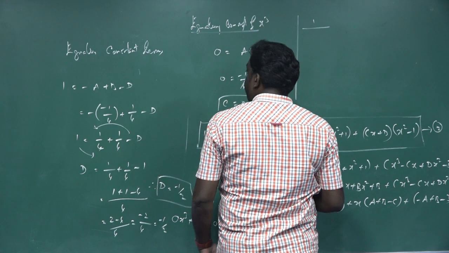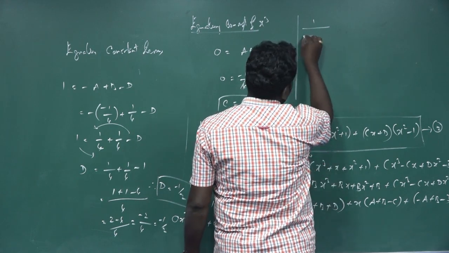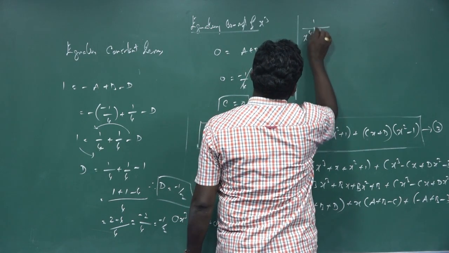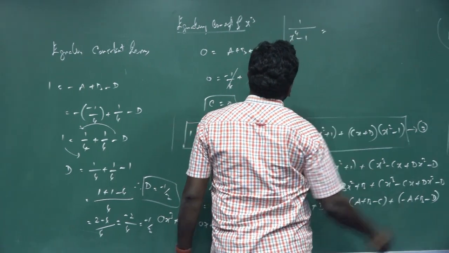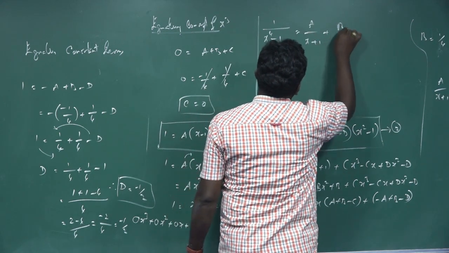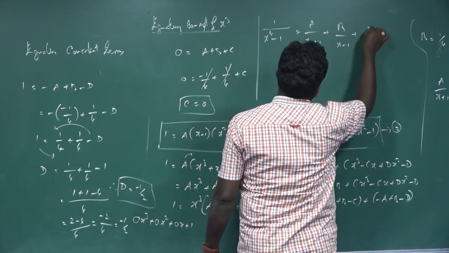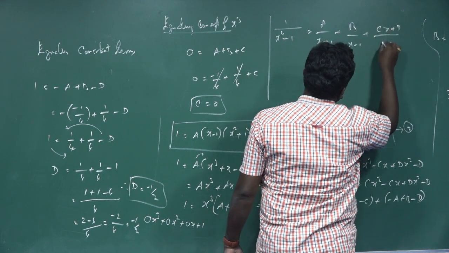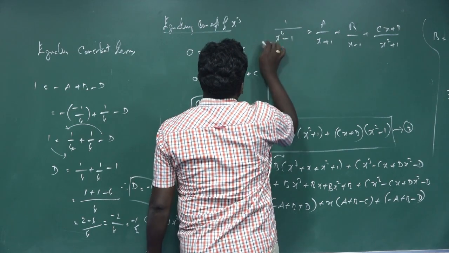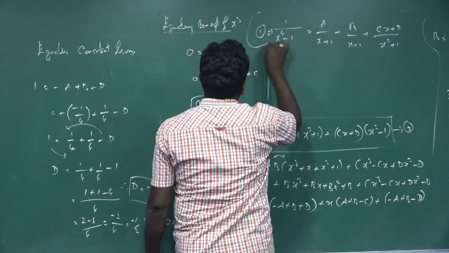1 by the given expression, 1 by x power 4 minus 1, is equal to a by x plus 1, plus b by x minus 1, plus (cx plus d) by x square plus 1. This is equation number 1.